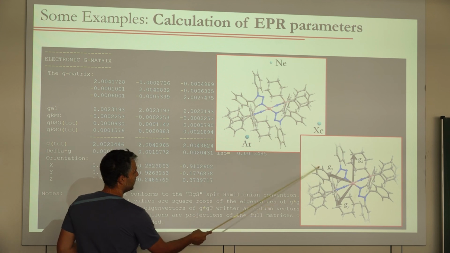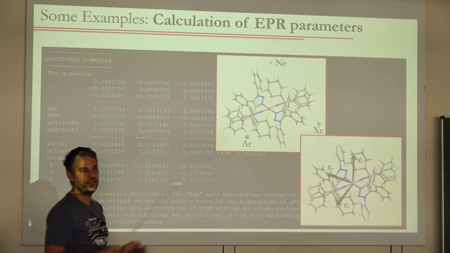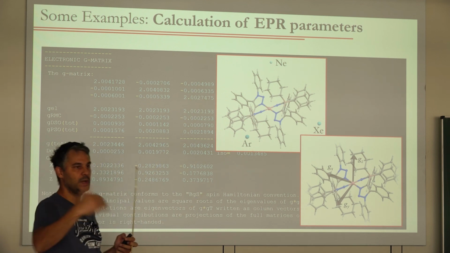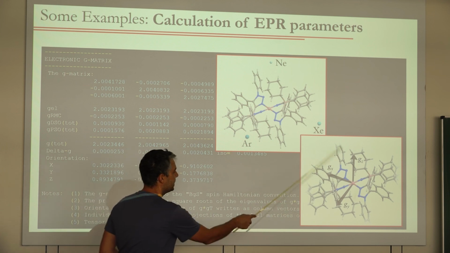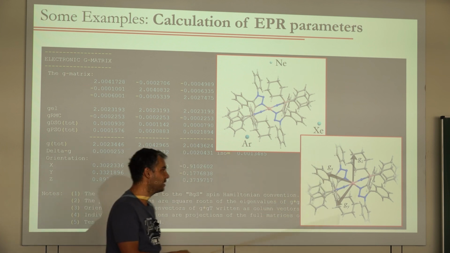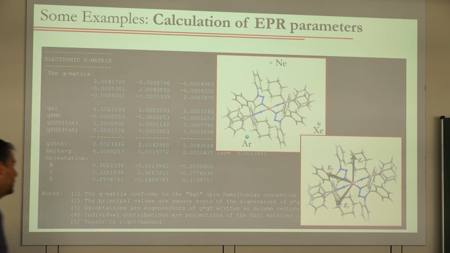I use this. This one is reversed. I put this on the other side because of a convention of how the X, Y, Z are ordered. So basically I can use the output to draw these arrows myself. This is Jesse's low spin cobalt complex.